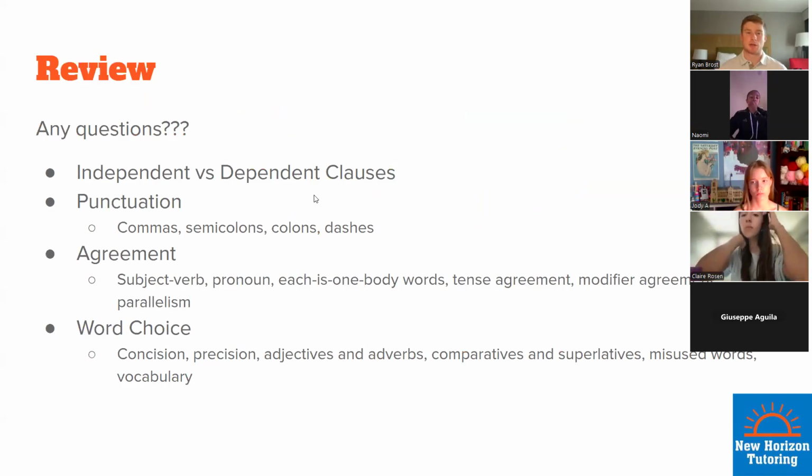So first, we went over independent versus dependent clauses, and these were essential for figuring out what punctuation to use. An independent clause is something that can be a sentence on its own, whereas a dependent clause needs more added to it in order to be a complete sentence. There are often key indicator words like after or although, or "while she was running." That's not a complete thought, right? We need something more added to that in order for it to be a complete thought.